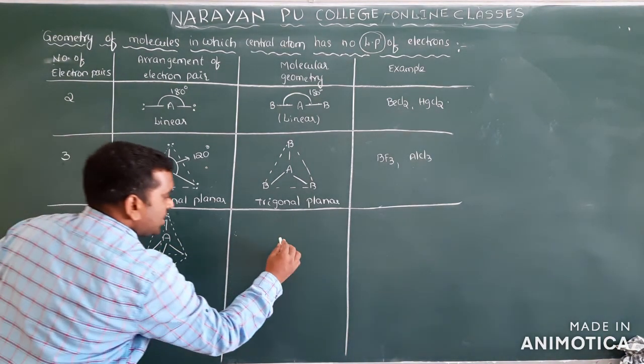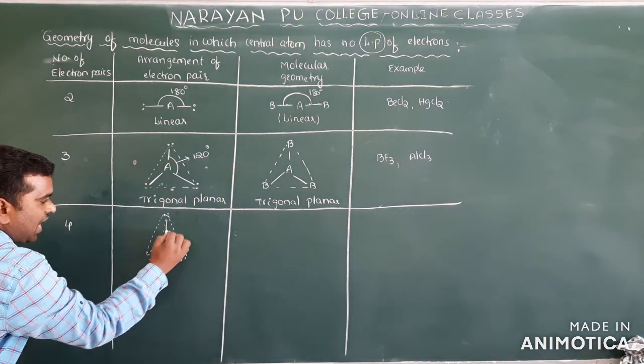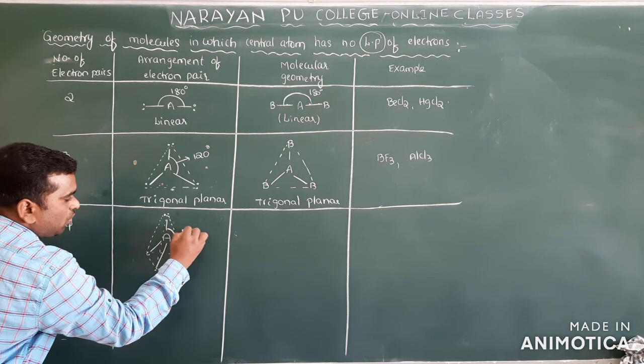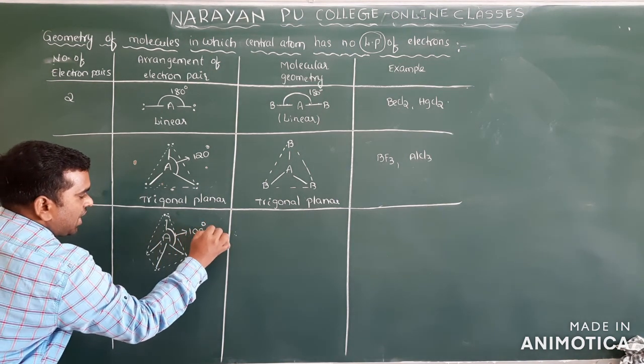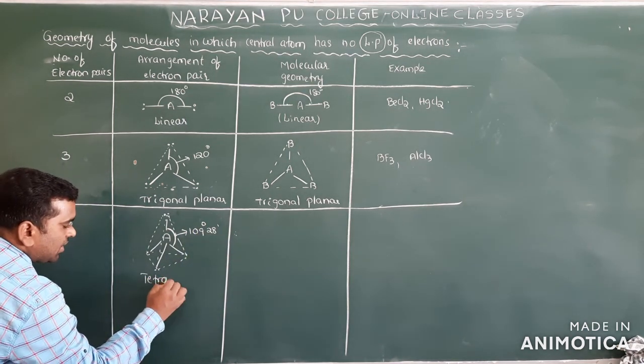In this one, what is the bond angle? If you take any angle here, you can take here, or you can take here. What is the angle here? 109 degrees 28 minutes. So what is the shape here? Tetrahedral.